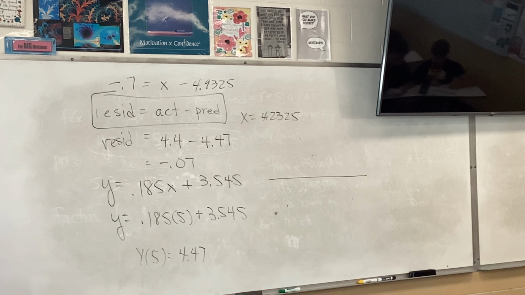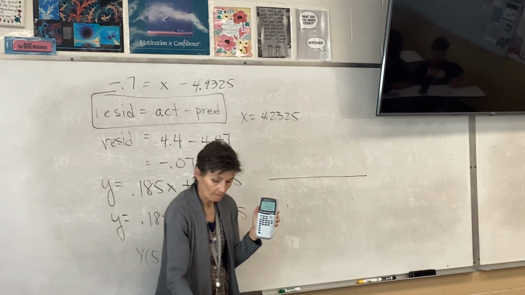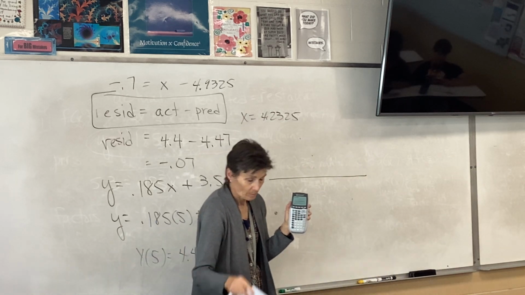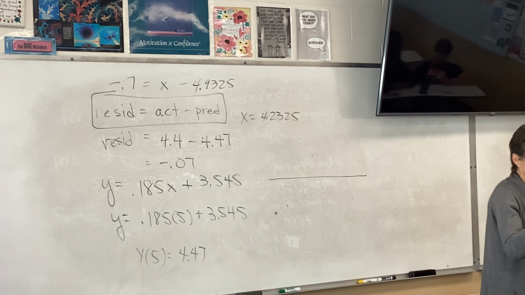And then you can just keep arrowing to get from point to point. So it said draw a residual plot. So you're going to take what's on the calculator and you're going to plot it on your grid.